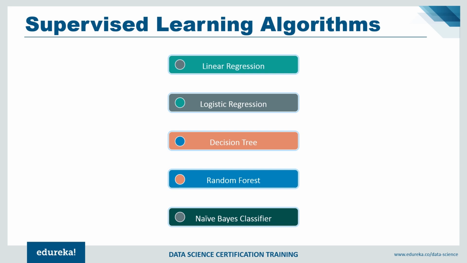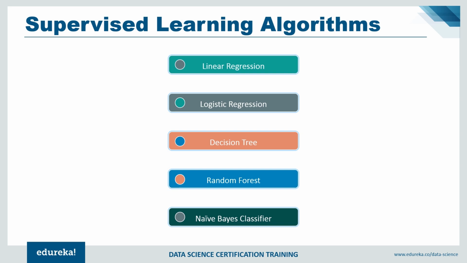Next, we have decision trees. These are used for classification problems. They work for both categorical and continuous dependent variables. If we talk about random forest, it is an ensemble of decision trees. It gives better prediction and accuracy than decision trees. That is another type of supervised learning algorithm. And finally, we have the naive Bayes classifier. It is a classification technique based on the Bayes theorem with an assumption of independence between predictors.